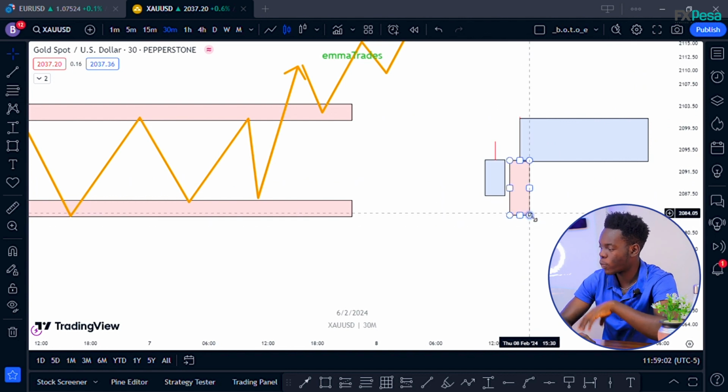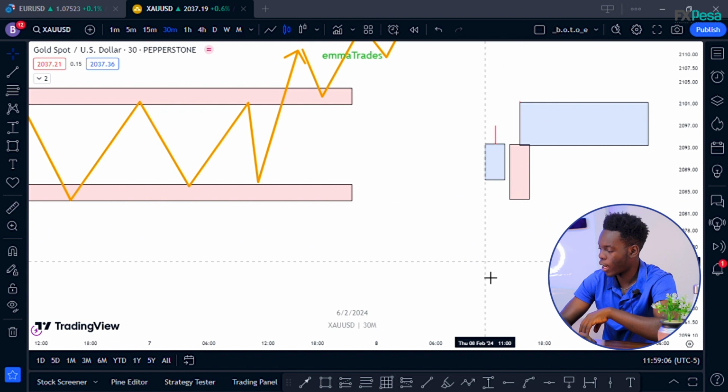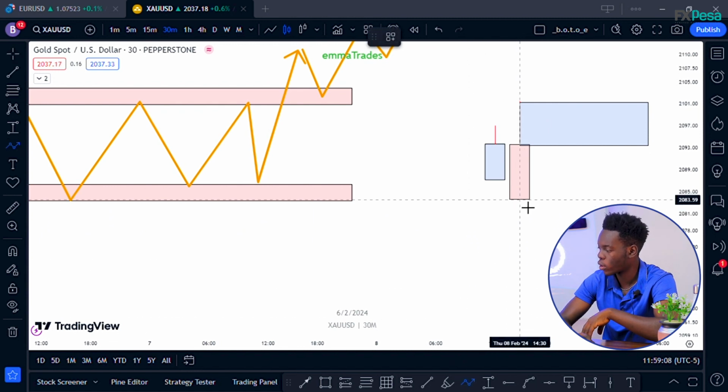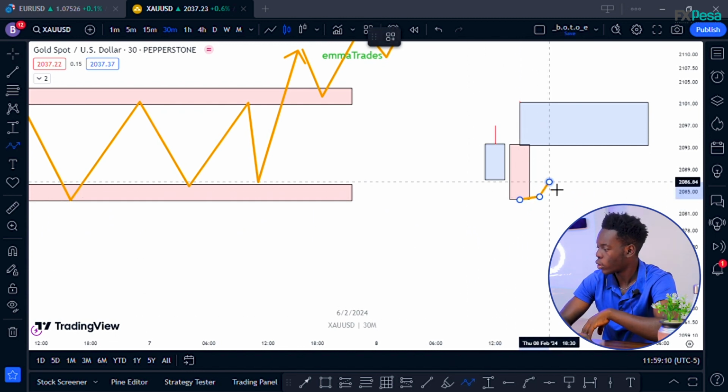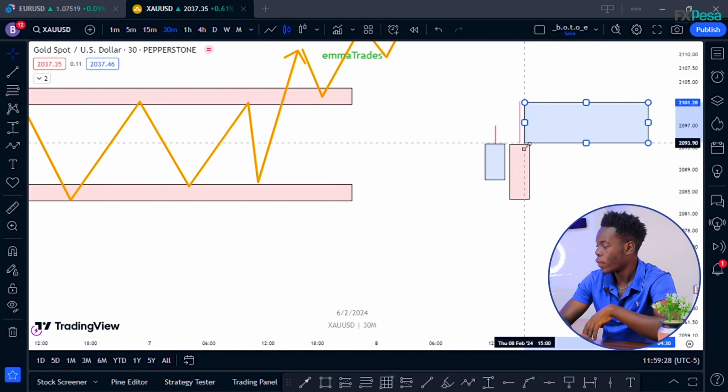Now, what do I expect with this point of interest? What I expect is that if price has done this and price happens to return back to this level, sorry, let me reduce just the font level on this. This level over here will be our point of interest, right?